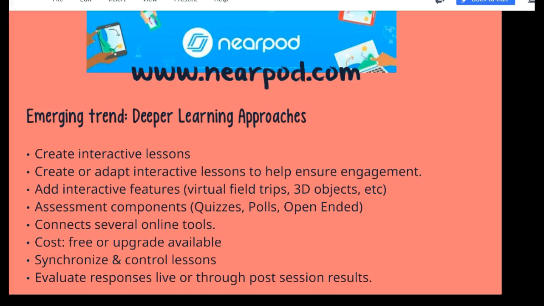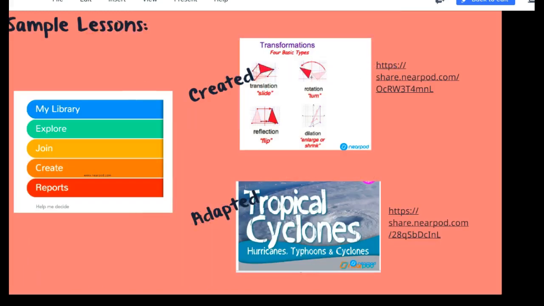And then it connects several online tools. It's free for just a limited number of Nearpods, so you would have to change it often, or you can upgrade at a cost. They are synchronized. You control the lessons from your own iPad, computer, even iPhone. So you can walk around the room with the iPhone and turn the pages, so it forces the students to turn the page at a specific time or to move on to the next activity. And then you can evaluate the responses live, like I had mentioned, or through post-session results.